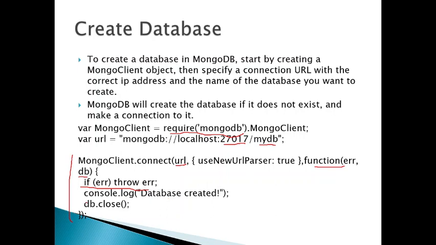After this, the command is actually to close the connection. But normally we don't need to close the connection. So these are the lines of code that need to be written in a JS file to connect your application with the database. So we'll go through it again.